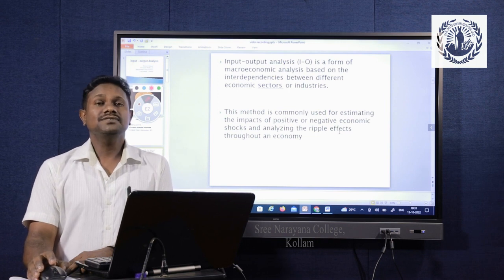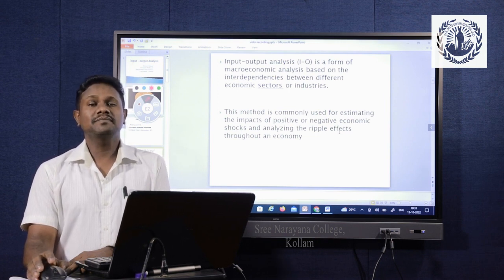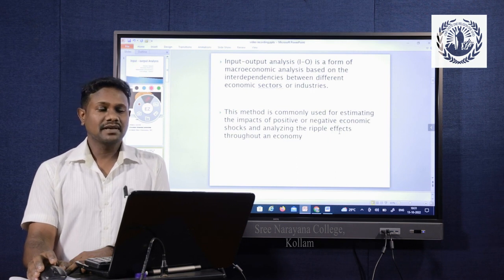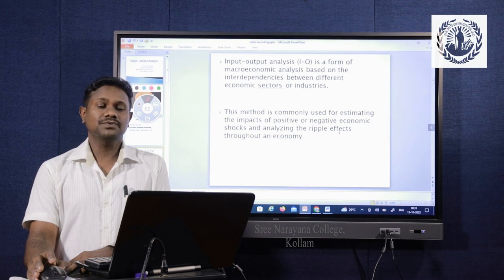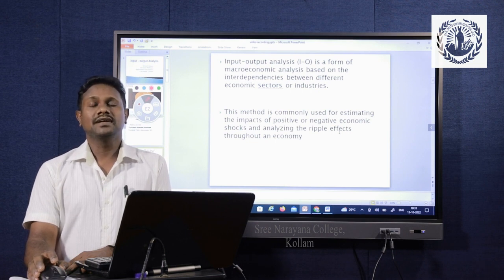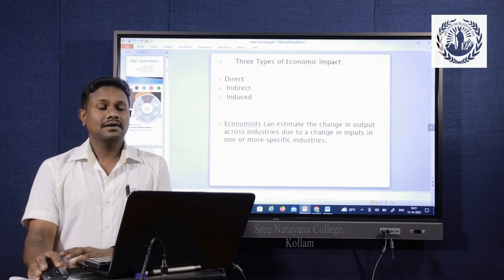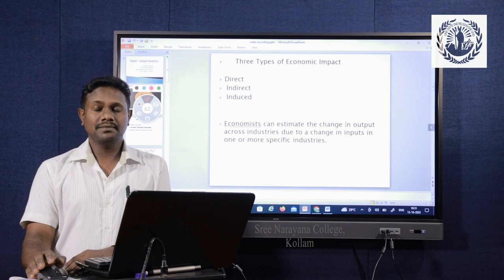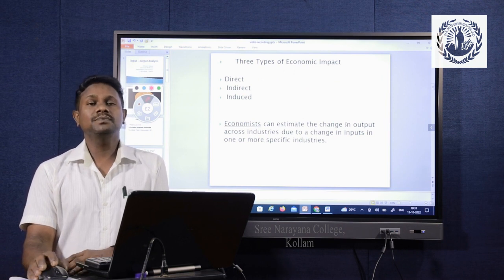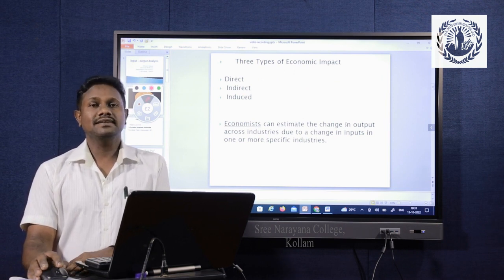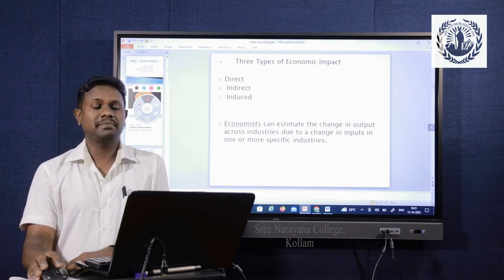What is the relevance of input-output analysis from the perspective of an economist? Its method is commonly used for estimating the impacts of positive or negative economic shocks and analyzing the ripple effects throughout an economy. There are three types of impacts that can be observed through the input-output analysis. First one, direct impact; second one, indirect impact; and third one, induced impact.